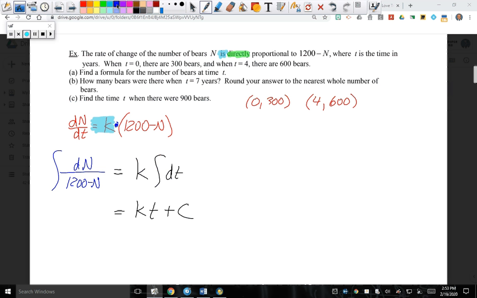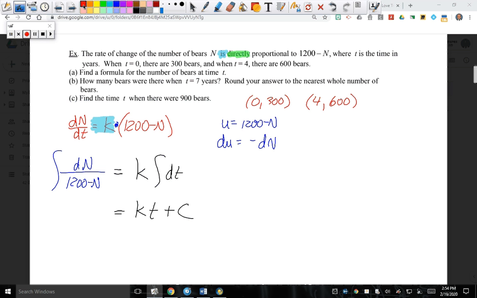Alright, so over here, I'm going to do a little u sub, right? So u is what? 1200 minus n. What's du? Negative dn. Can you not just do natural log the absolute value? And I could do that. Say again? Since it's like 1 over 1200 minus n, can you do the natural log the absolute value of 1200 minus n? I'll get to that here in just a bit.